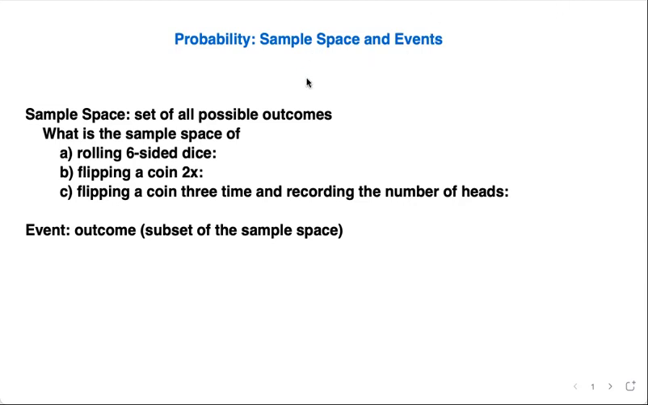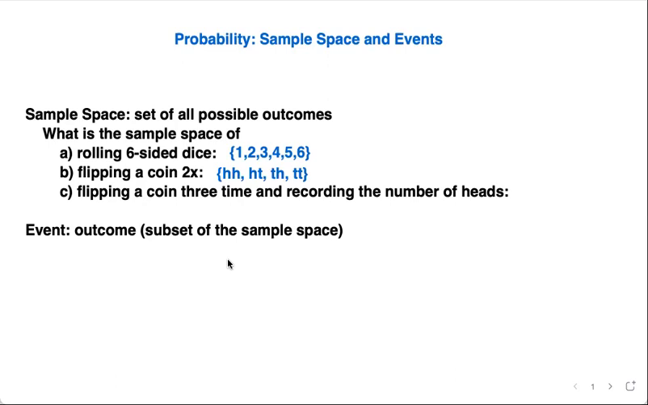So sample space, if you're ever asked what's the sample space, it's just the set of all possible outcomes. So if you're asked to find the sample space of, let's say, rolling a six-sided dice, well, then the outcomes would be 1, 2, 3, 4, 5, and 6. That is your sample space. That's all your possible outcomes. Flipping a coin 2 times, what's your sample space? You could get heads, heads, heads, tails, tails, heads, tails, tails. And that'd be all the possible outcomes there.